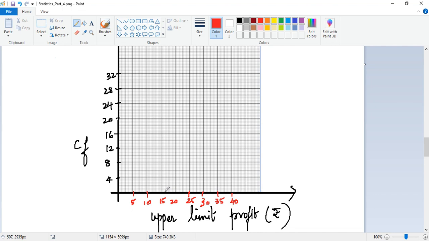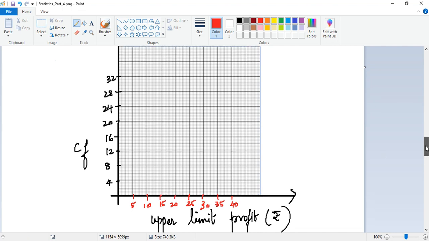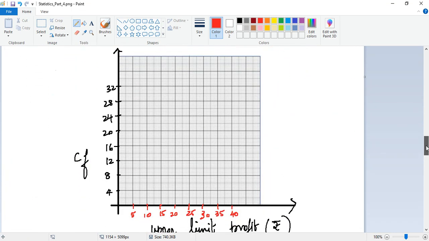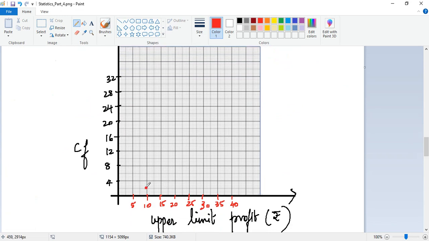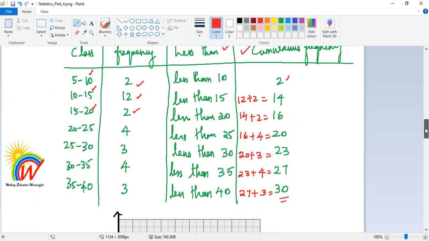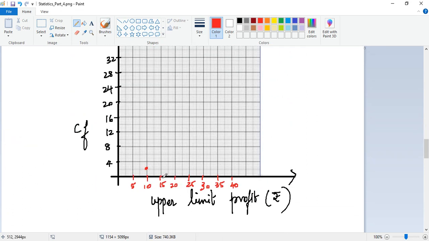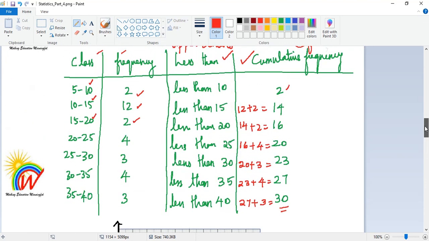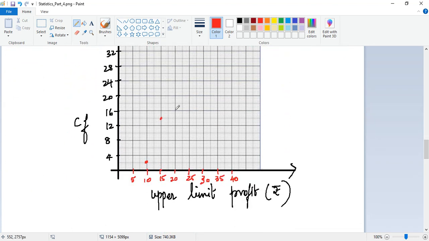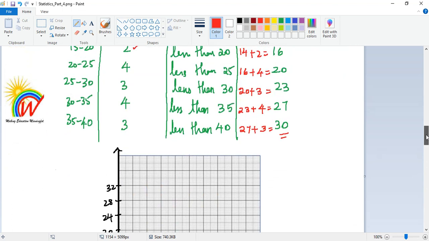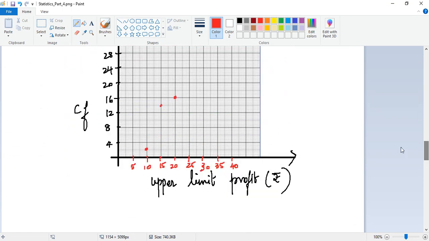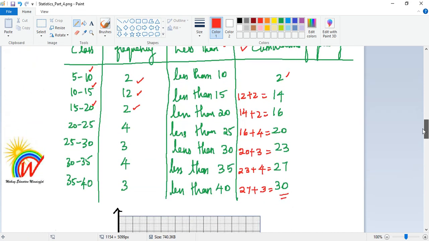I have written it down, now I have to plot it. For less than 10 it is 2. So for 10 it is 2, and 2 is over here. Then for less than 15 it is 14, so for 15 it's 14 over here. And then for less than 20 it is 16, so for 20 you write 16 over here. Then for 25 it is 20, so 25, 20 is over here.